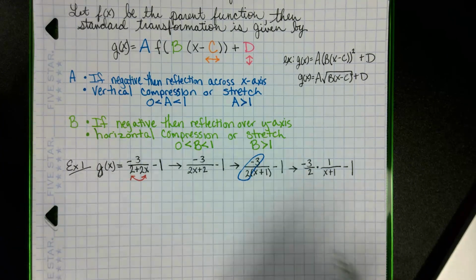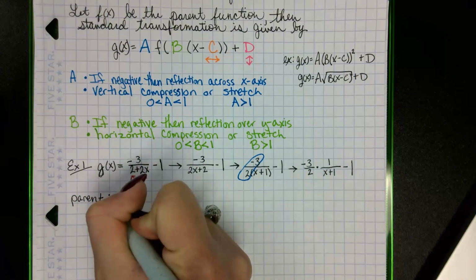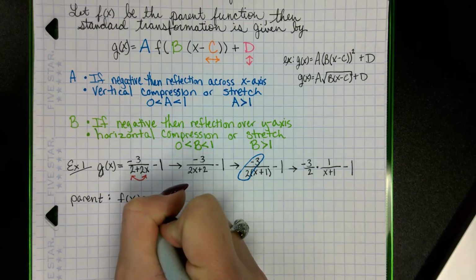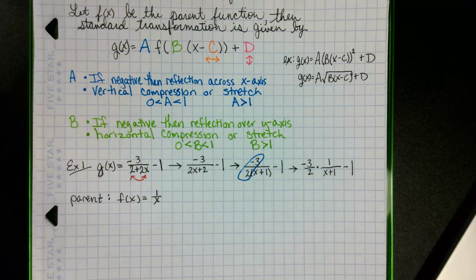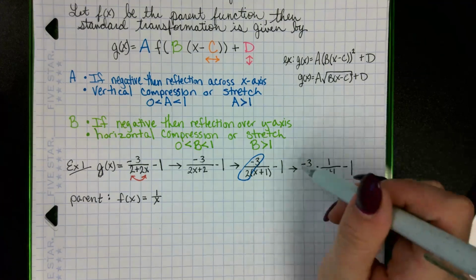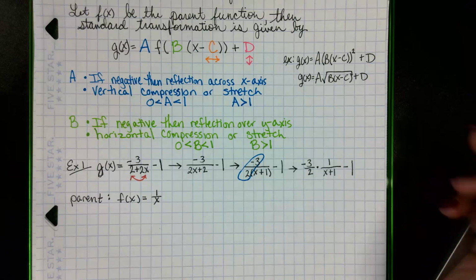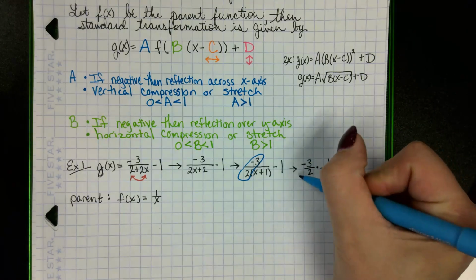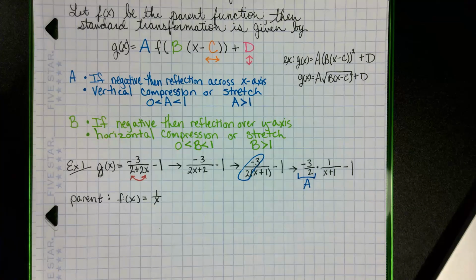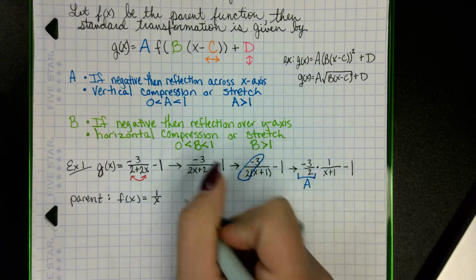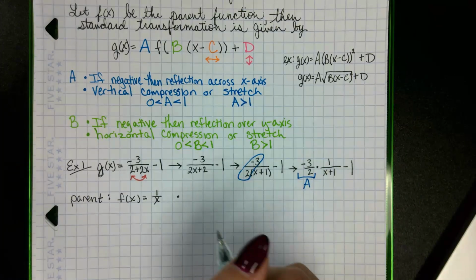So my parent function, f of x equals 1 over x. That's the parent function. And then looking in standard transformation form, I see I have an a value. So when I list my transformations, it's a negative a, so that means I'm going to reflect over the x-axis.